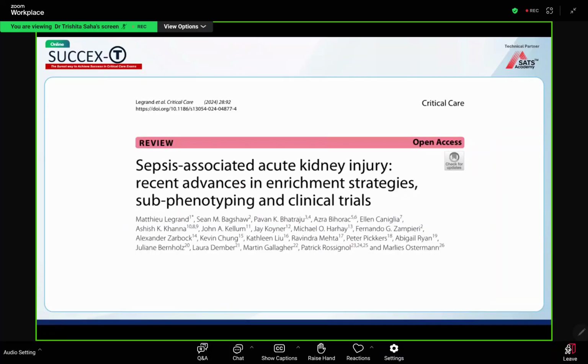Another article, which is an important topic and also a possible long question, is on sepsis-associated acute kidney injury. You have to study the recent advances in enrichment strategies and subphenotyping. Phenotyping in sepsis-induced AKI is a very important question nowadays. It might come in your paper 3 of recent advances. So this paper you should read.